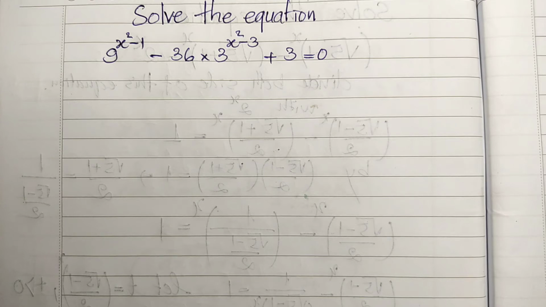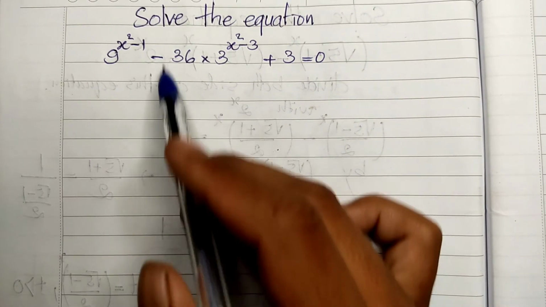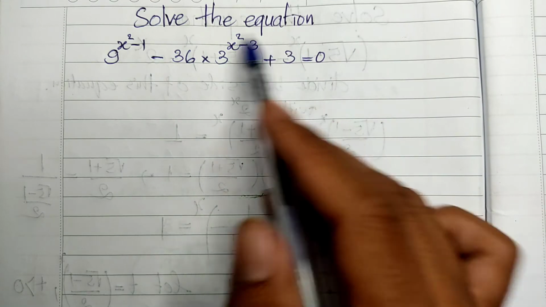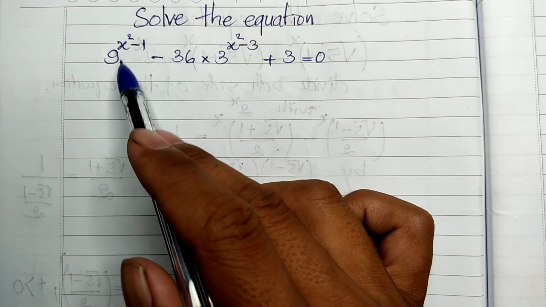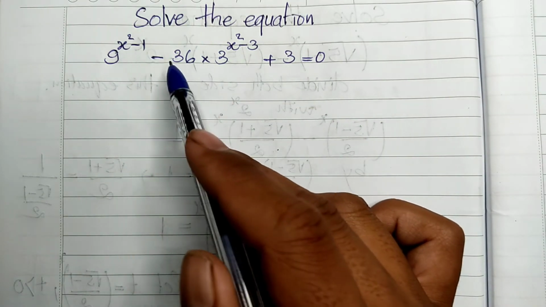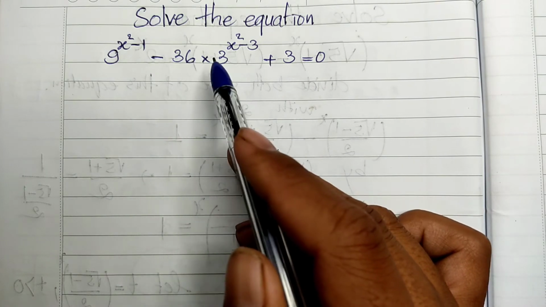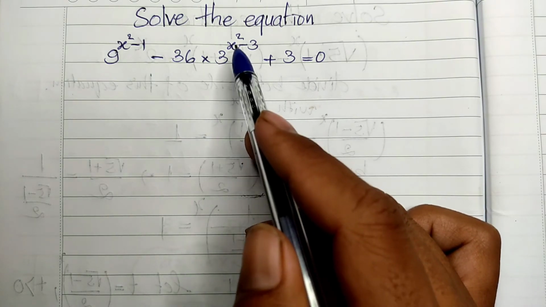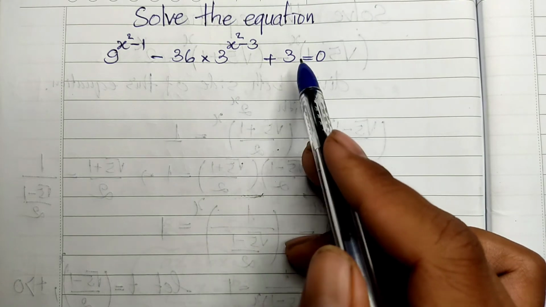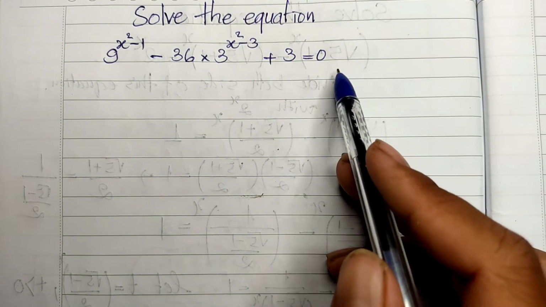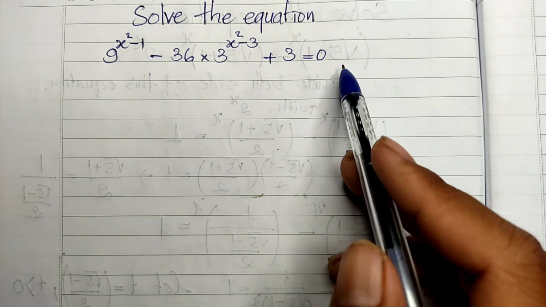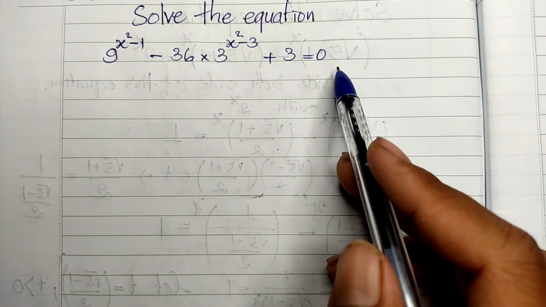Today I have one exercise on paper. Solve this equation: 9 power x squared minus 1, minus 36 multiplied by 3 power x squared minus 3, plus 3 equals 0. Do you know how to solve this? Did you know it? We do it.